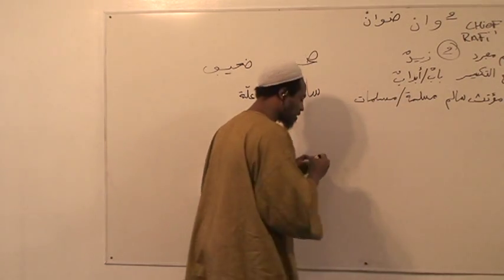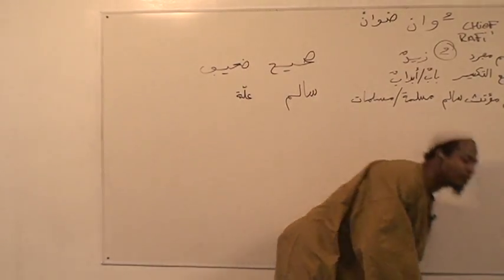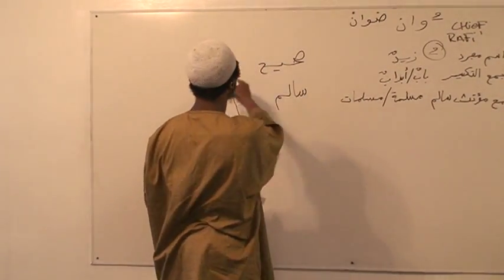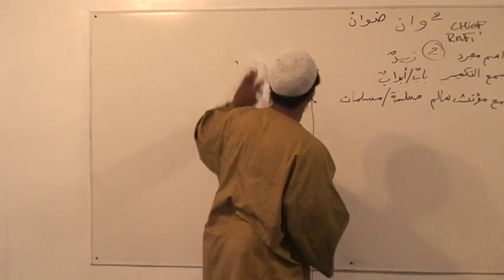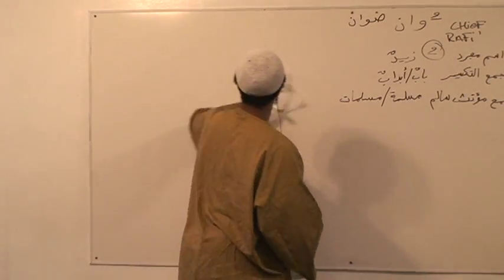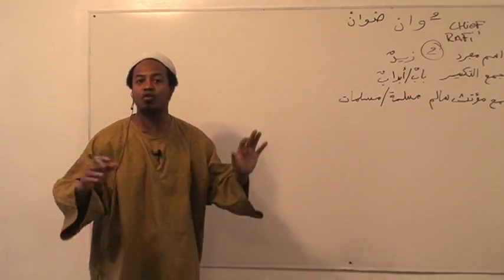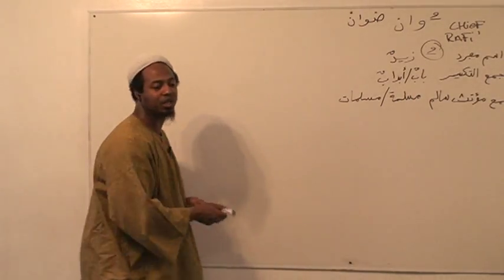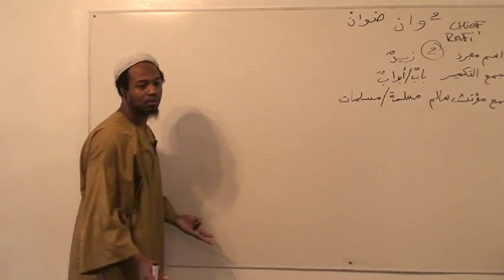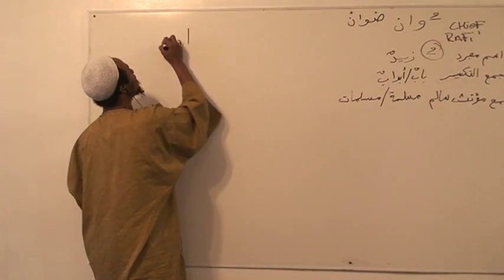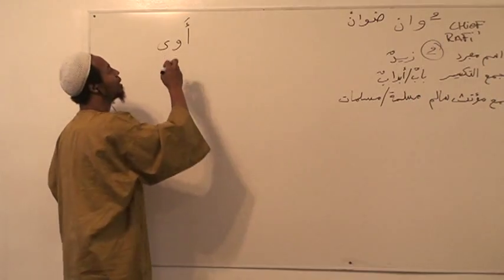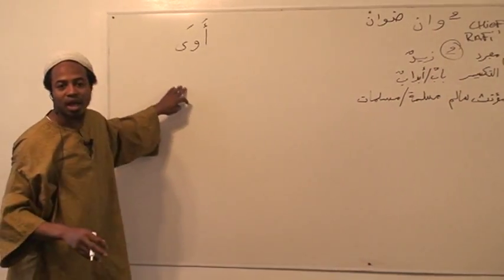So for purposes of understanding here, this sound word has no letters of weakness in it. What are the letters of weakness? Alif, waw, and ya. Everybody say awa. This is a word, awa.